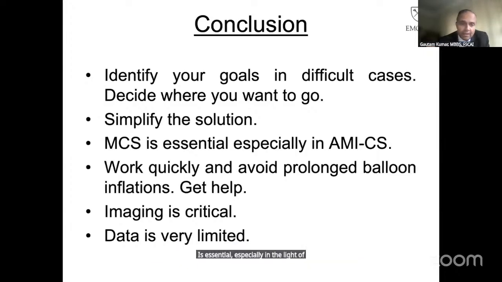I think, especially in AMI cardiogenic shock, early initiation of MCS is essential, especially in the light of the DANGER shock trial. It's important to work quickly and avoid prolonged balloon inflations, get help.